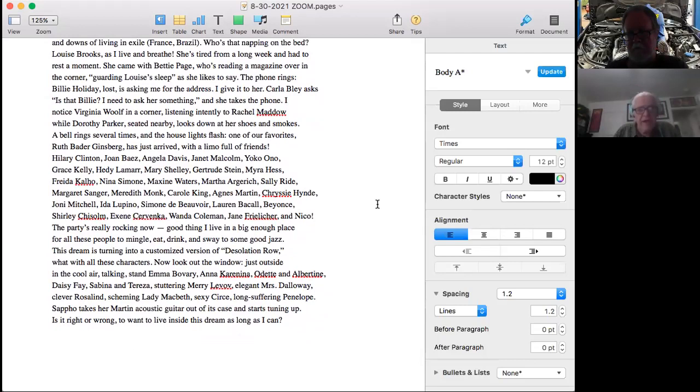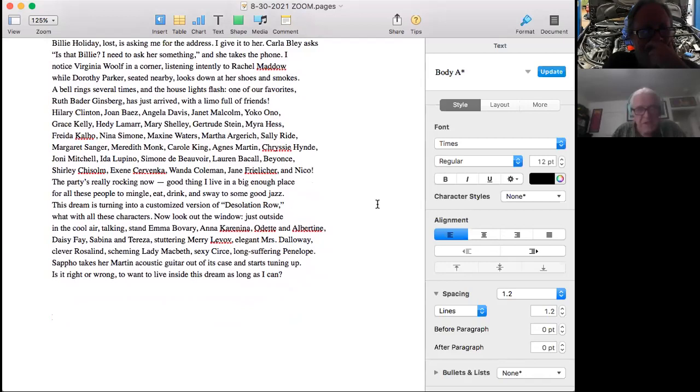One of our favorites, Ruth Bader Ginsburg, has just arrived with a limo full of friends. Hillary Clinton, Joan Baez, Angela Davis, Janet Malcolm, Yoko Ono, Grace Kelly, Hedy Lamarr, Mary Shelley, Gertrude Stein, Myra Hess, Frida Kahlo, Nina Simone, Maxine Waters, Martha Argerich, Sally Ride, Margaret Sanger, Meredith Monk, Carole King, Agnes Martin, Chrissie Hynde, Joni Mitchell, Ida Lupino, Simone de Beauvoir, Lauren Bacall, Beyoncé, Shirley Chisholm, Exene Cervenka, Wanda Coleman, Jane Freilicher, and Nico. The party is really rocking now. Good thing I live in a big enough place for all these people to mingle, eat, drink, and sway to some good jazz. This dream is turning into a customized version of Desolation Row, what with all these characters.